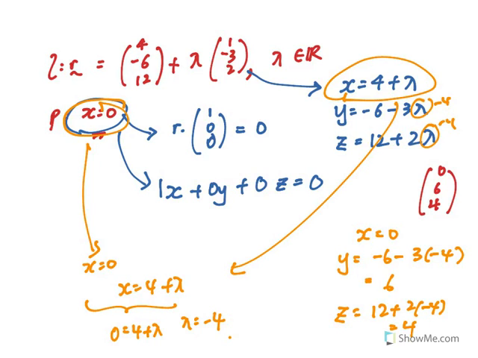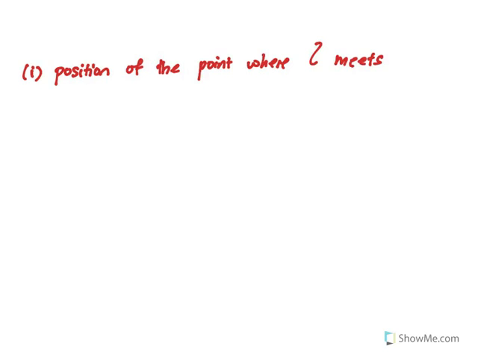Okay, so try again. Present properly, don't leave the answer hanging. So I'll write my answer properly. I will say part 1, the position vector of the point where L meets x equals 0 is 0, 6, 4. Okay, I know, very boring. I write this so that you all fall asleep, but this one is important.